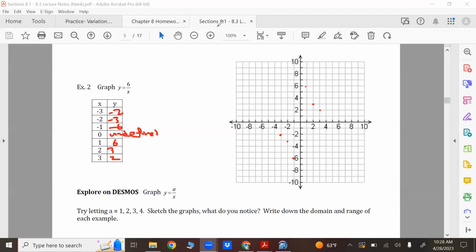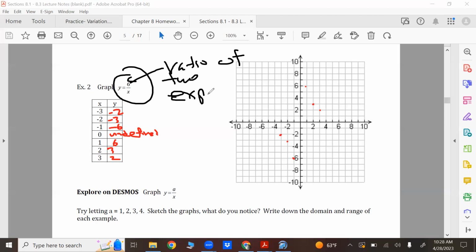Another thing I forgot to mention: why are we calling it rational in the first place? Because it's a ratio of two expressions. That's why it's called a rational function. It's a ratio of two expressions, right? You have 6 over x. That's why it's called a rational function.